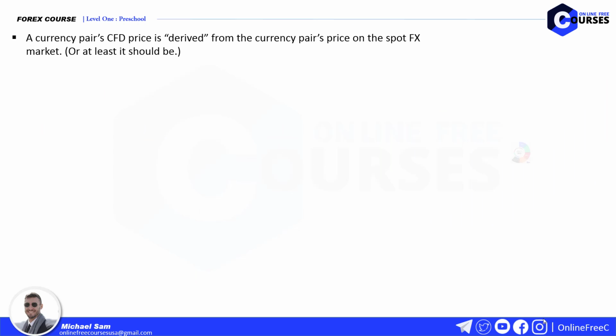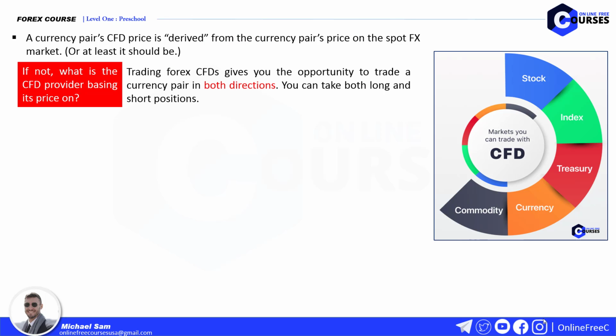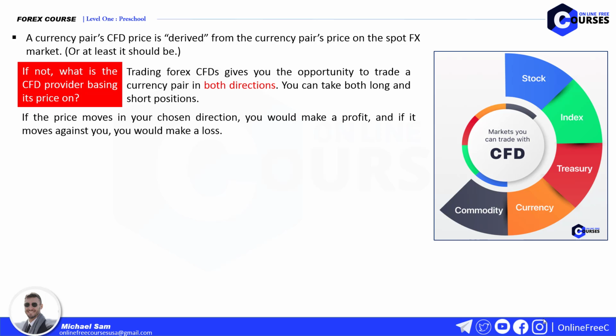A currency pair's CFD price is derived from the currency pair's price on the spot FX market, or at least it should be. If not, what is the CFD provider basing its price on? Trading forex CFDs gives you the opportunity to trade a currency pair in both directions. You can take both long and short positions. If the price moves in your chosen direction, you would make a profit, and if it moves against you, you would make a loss.